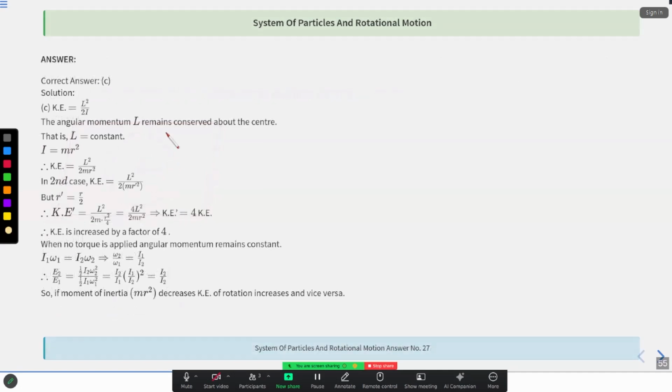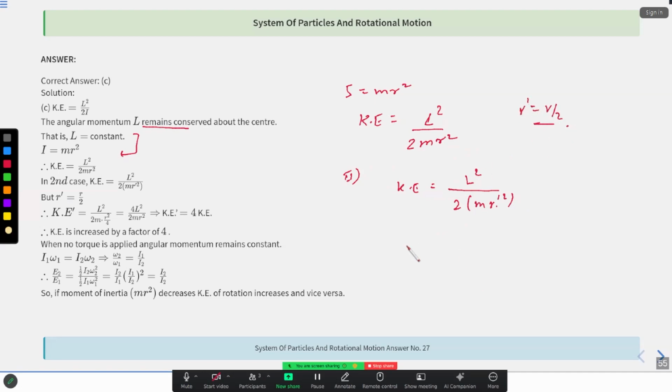L will remain conserved, we know that. So I equals mr square, correct? Fine. So what will be the kinetic energy? Kinetic energy will be L square by 2mr square. And in the second case, kinetic energy will be L square by 2 into m r dash square, as r dash equals r by 2. So the final kinetic energy is L square by 2m into r square by 4, which is 4L square divided by 2mr square. This means that the new kinetic energy is 4 times the original kinetic energy.